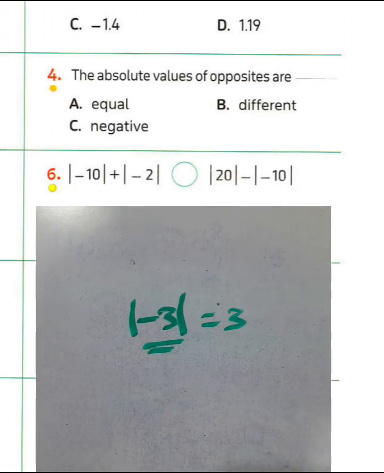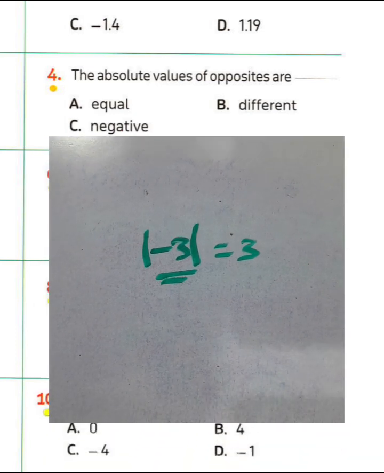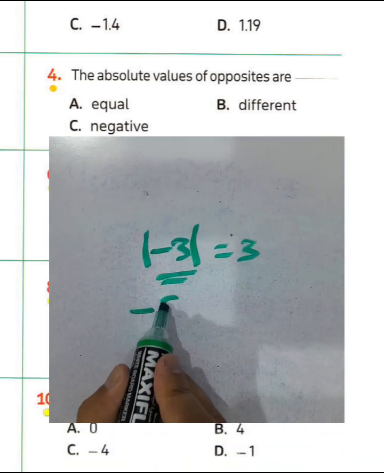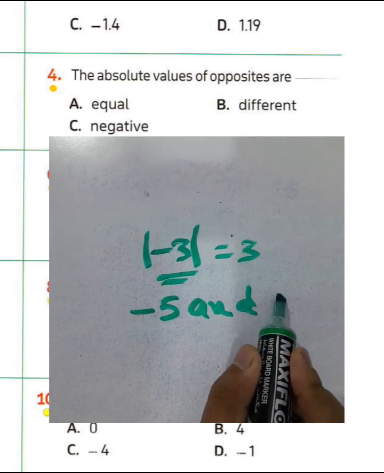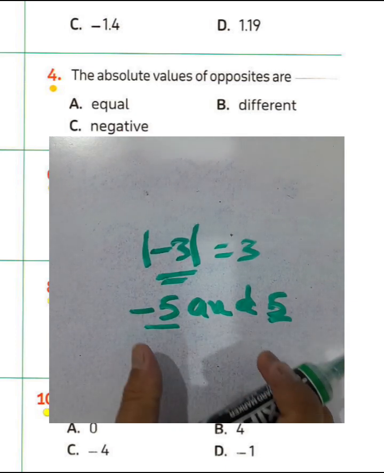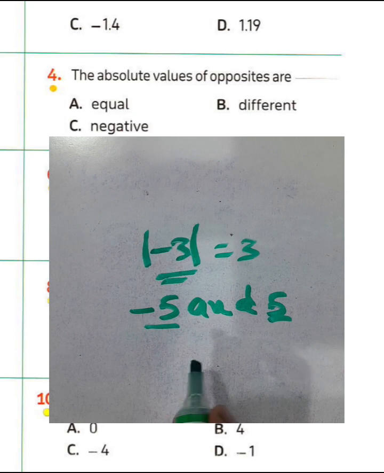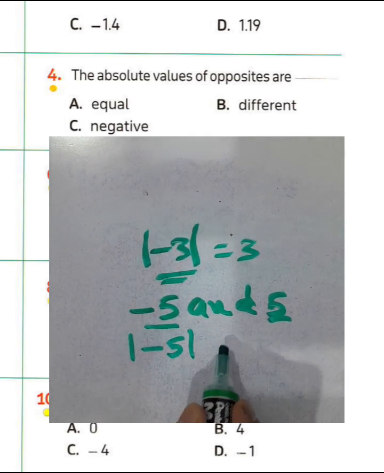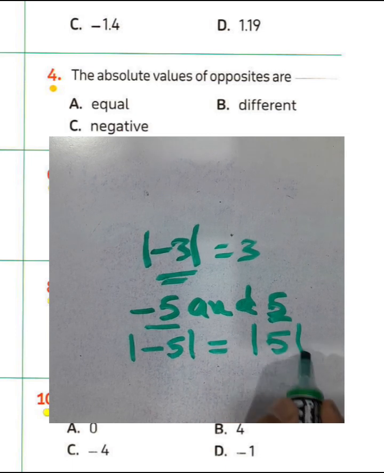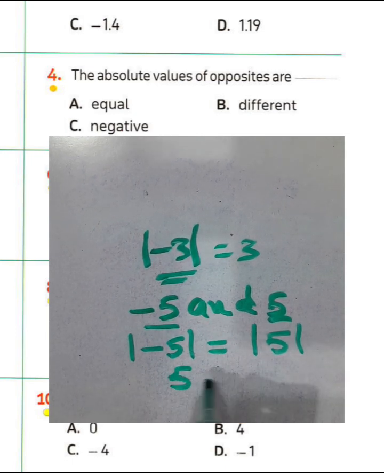Okay. Again, what about the absolute values of opposites? Such that we have negative 5 and 5. 5 and negative 5, we call them opposites. The absolute value of the opposites will be equal because the absolute value of negative 5 equals the absolute value of 5. The result here will be 5 and the result here 5. Then the absolute values of opposites are equal. Any opposites will be equal, okay?